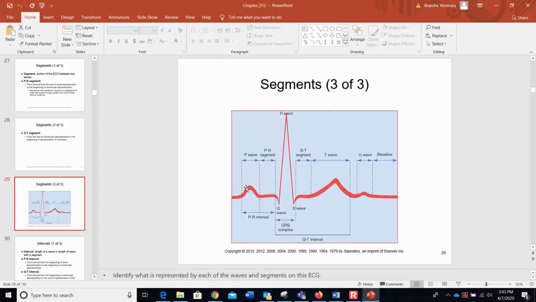So let's look at this again. So we have the P, which is that first little bump right there. That's the P wave. Then you have your P to R segment, what we just talked about. Then you have your Q, which is a negative deflection. The R wave is an upward deflection, so it's actually going to be a positive upward deflection. Then we come back down to the S, and then we go back up to the T, and then every now and then we might have this little U. So that break in between each heartbeat or segment, that's called the baseline.